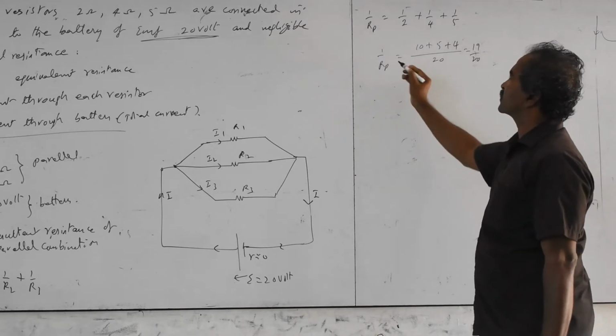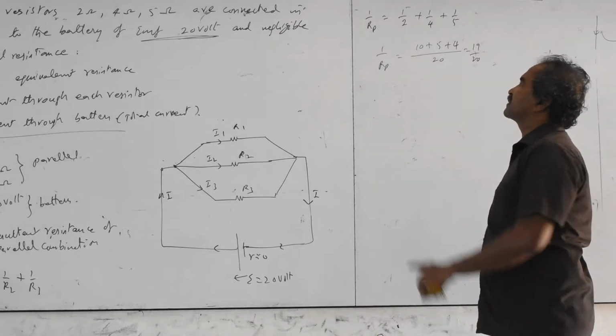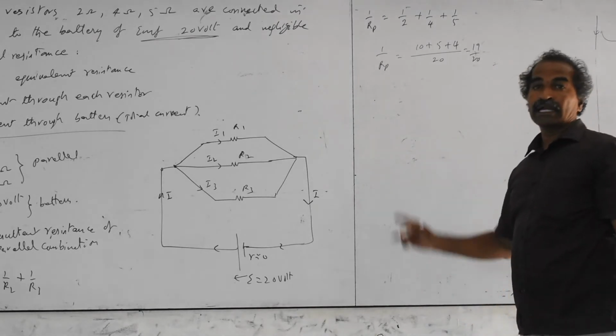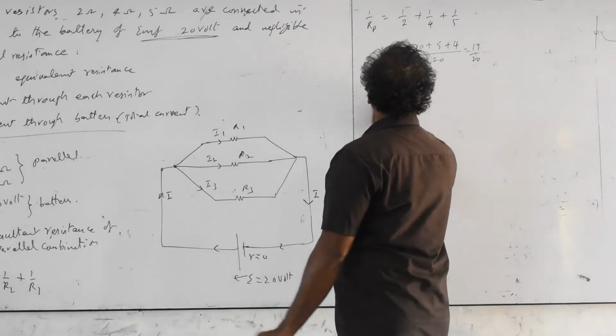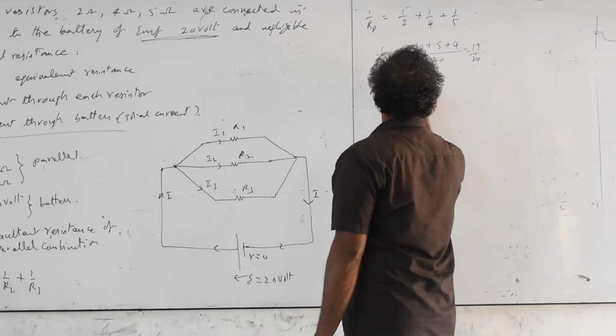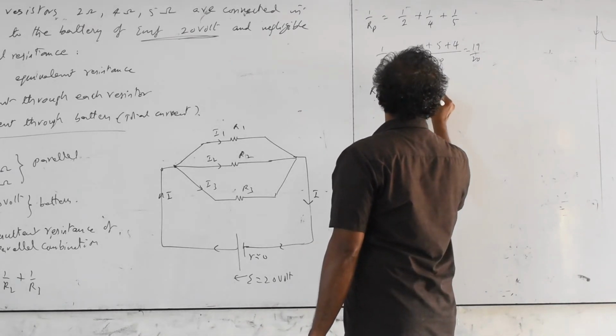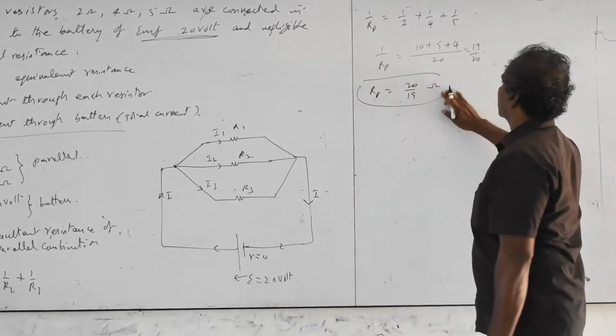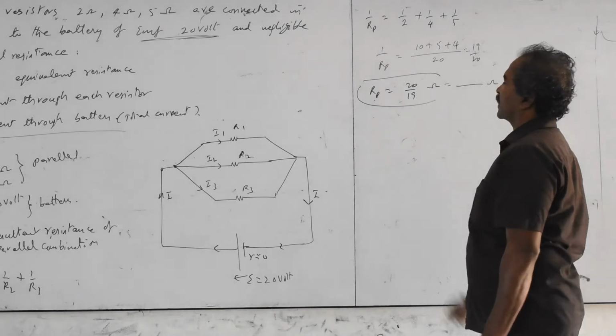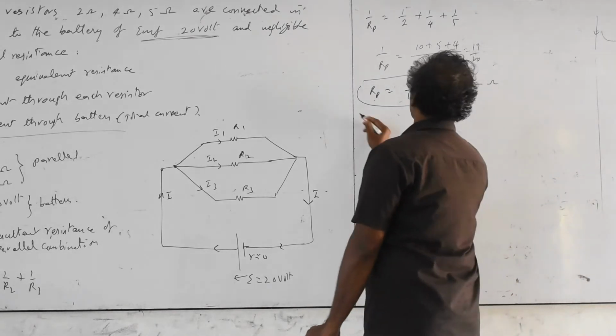But you have to reverse it. Many students make a mistake here. They simply take RP as 19 by 20. No, it is a reciprocal, so reverse it. RP means both sides have to be reversed. So the resultant resistance RP is equal to 20 by 19 ohms, about 1 point something. This is the equivalent resistance.